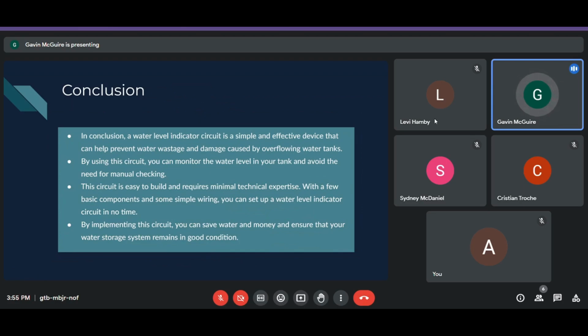Lastly, the circuit is cost-effective and can be easily installed in homes, farms, and other applications where water storage is necessary. By using the water level indicator circuit, we can ensure that we are doing our part to conserve this precious resource and ensure that it is available for future generations.